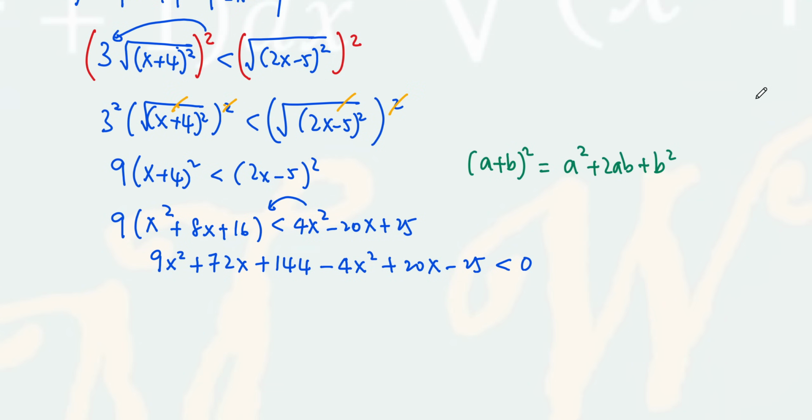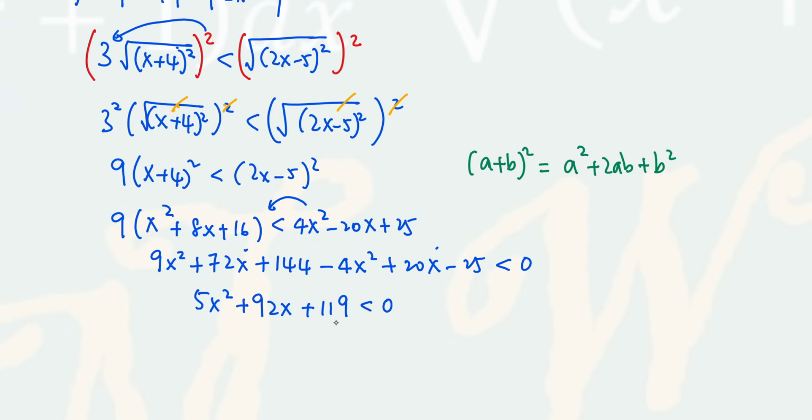Okay, so now you have so many terms. Simplify the terms first. So 9x squared minus 4x squared, that is 5x squared. 72x plus 20x, it will be 92x, positive. 144 minus 25, that is 119, and less than 0. Okay, this is a quadratic inequality.